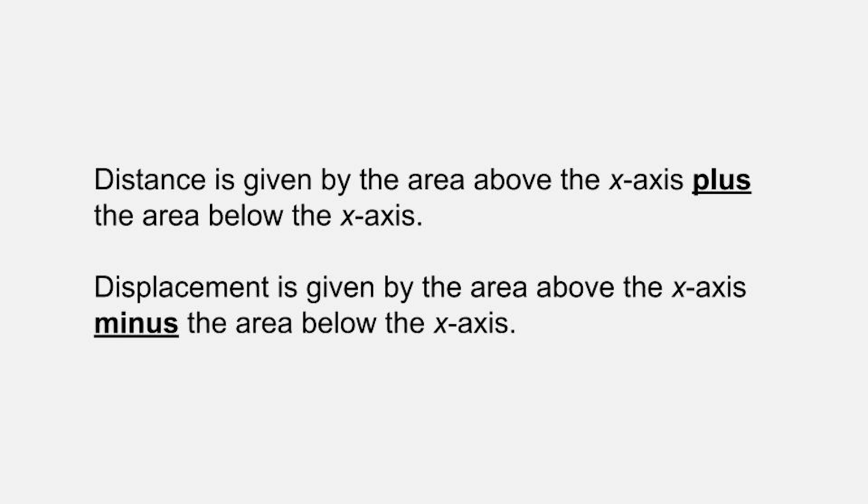Just so you have it in writing, the distance traveled is given by the area above the x-axis plus the area below the x-axis, whereas displacement is given by the area above the x-axis minus the area below the x-axis. Because once again, the area below the x-axis represents the particle or any object moving backwards, and so we have to subtract that area.